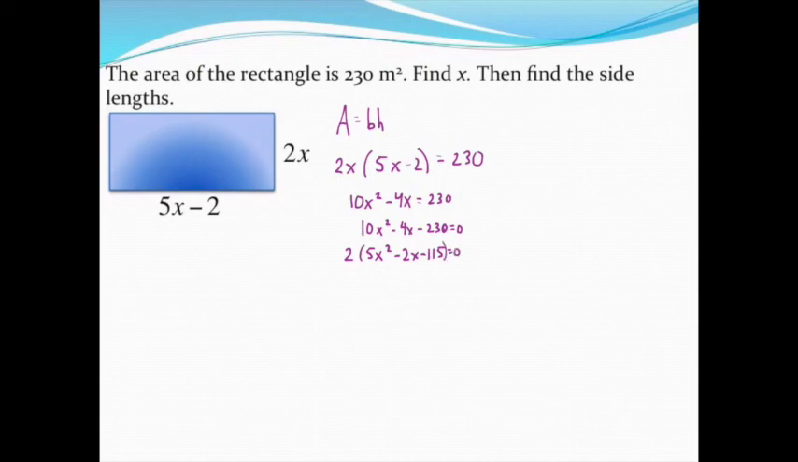So let's use the box method to do this. Like I said, same idea as last time. There's no difference in this problem other than the factoring's a little more obnoxious, but we can deal with it. So in the trinomial, I've got 5x squared as my first term and negative 115 as my last term. Those multiply together to get negative 575. So, yuck, I need numbers that multiply to negative 575 and add up to negative 2.